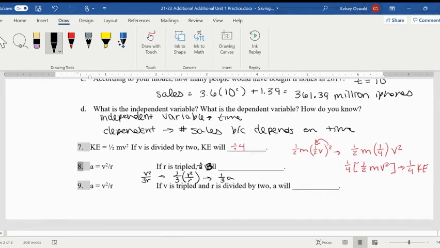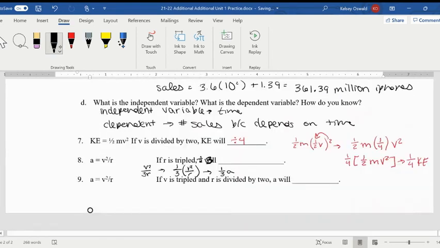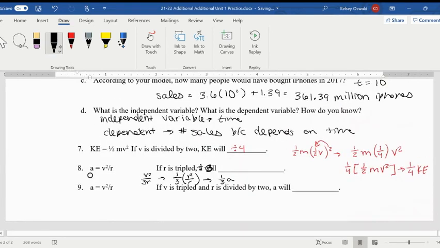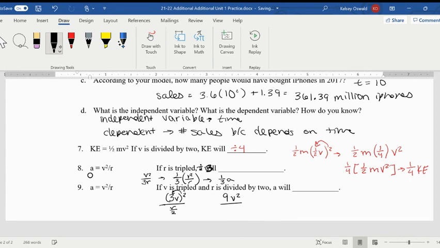Okay. And then last but not least for number 9, here we have multiple things changing. So here we're tripling v, so we'd have 3v squared, and then we're dividing r by 2. All right, so if we are tripling v, but we square our quantity for v, we're really going to have 9 times that original value, because again, we have to distribute that squared to the 3. So we have 9 times that original value, and we're going to have 1/2 our value of r, because r was being divided by 2.